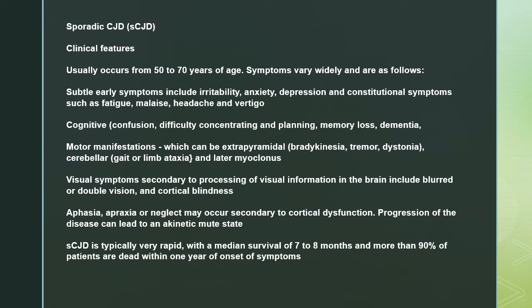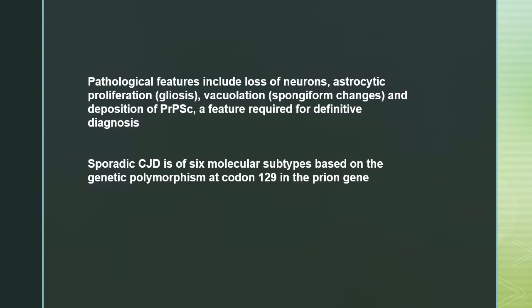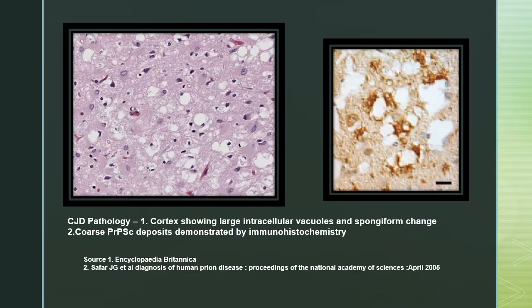Sporadic CJD is typically very rapid, with a median survival of 7 to 8 months, and more than 90% of the patients are dead within 1 year of onset of symptoms. Pathological features include loss of neurons, astrocytic proliferation with gliosis, vacuolation or spongiform change, and deposition of PrPSc, which is a feature required for definitive diagnosis. Sporadic CJD is of 6 molecular subtypes based on the genetic polymorphism at codon 129 in the prion gene.